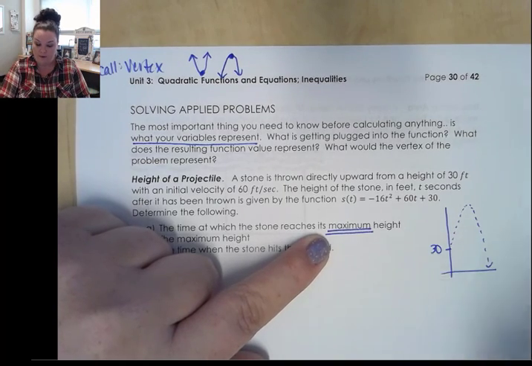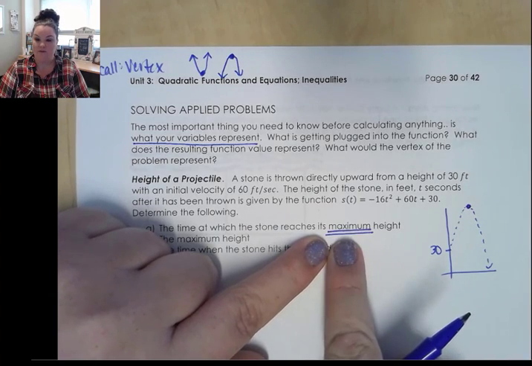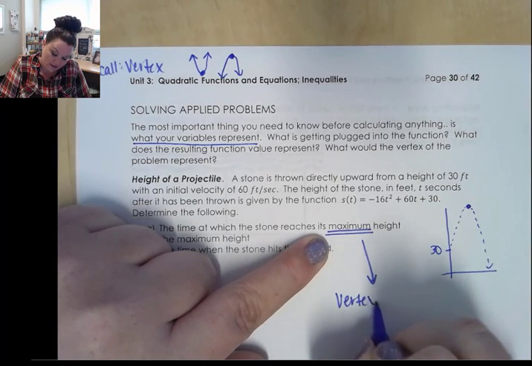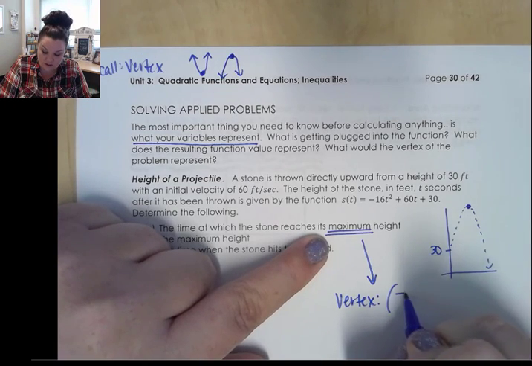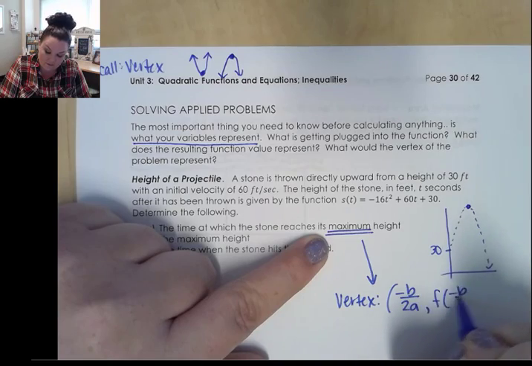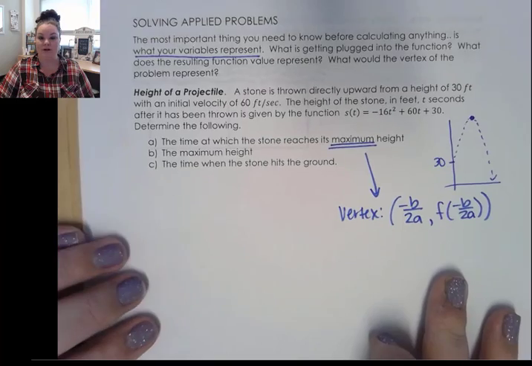So this is what we have. This is going to be our vertex point. We know it's a maximum, right? So anytime you see this word maximum, I would go ahead and be thinking vertex. And vertex we find by using our shortcut, which is -b over 2a and f of -b over 2a. Okay. All right. So let's keep reading what they want us to find.